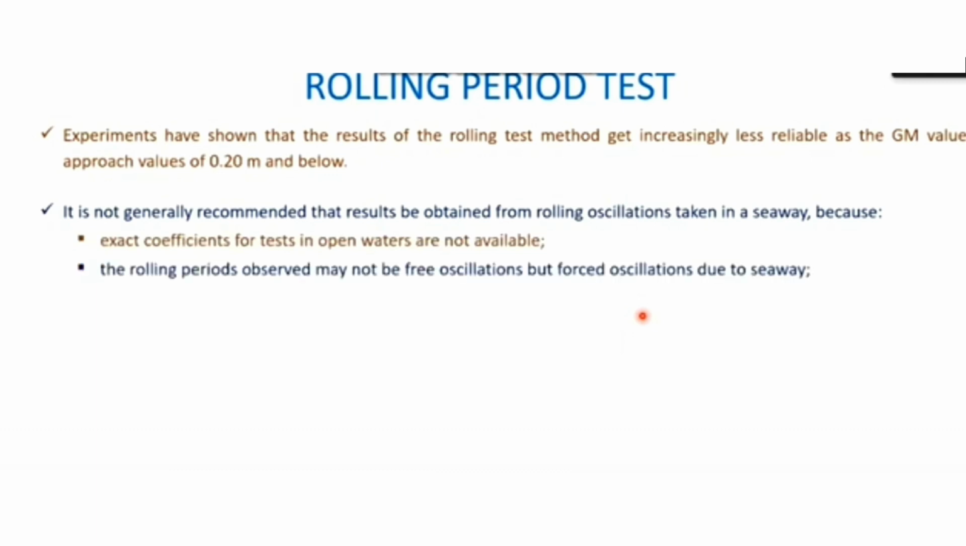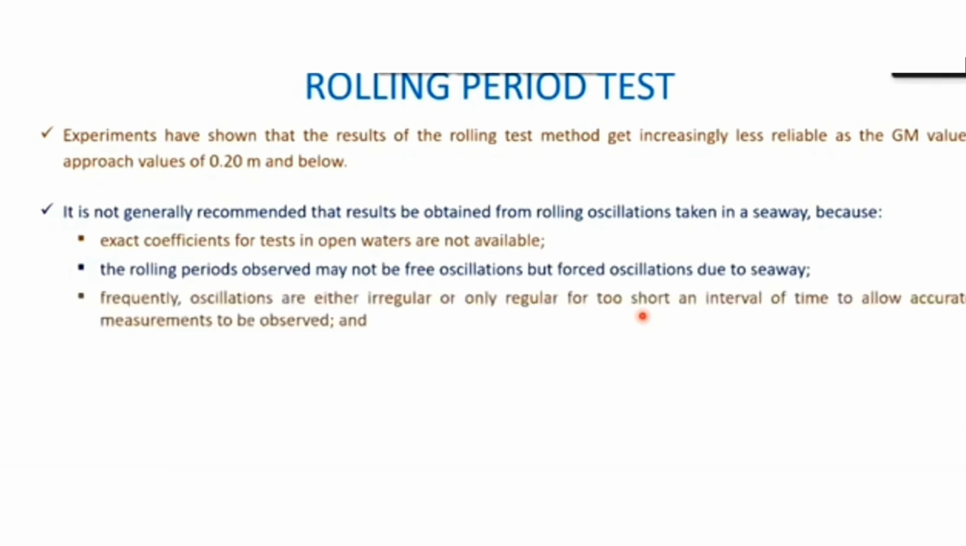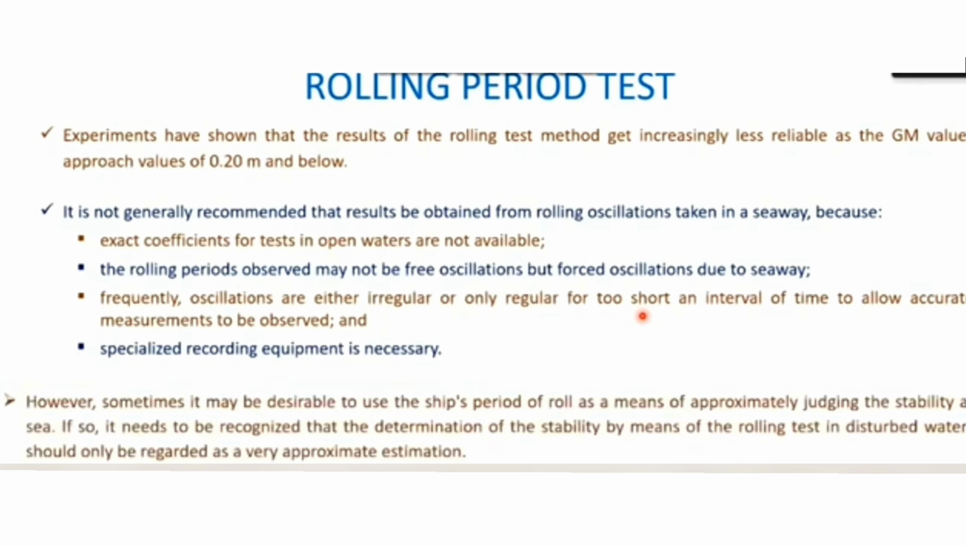The rolling period observed may not be free oscillations, but forced oscillations due to the seaway. Frequently, oscillations are either irregular or only regular for too short an interval for time to allow accurate measurement. Specialized recording equipment is necessary. Sometimes it may be desirable to use the ship's period of roll as a means of approximately judging the stability at sea. If so, it needs to be recognized that the determination of stability by means of the rolling period test in disturbed water should only be regarded as a very approximate estimate, and there should not be over-reliance on such results.